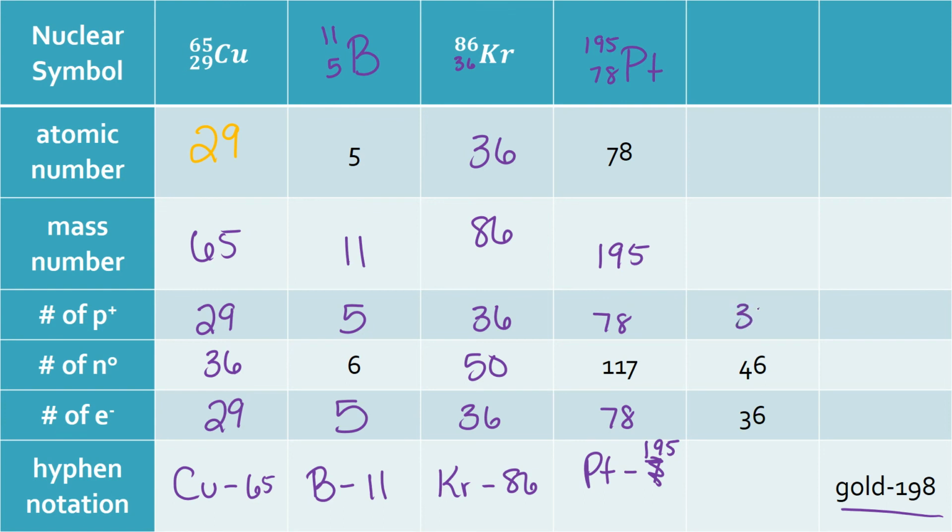So that means there's 36 protons. Atomic number is 36. Adding protons and neutrons, you should have got 82. So you have 82, 36, and we have krypton again, Kr-82. So these are isotopes of each other. They're the same flavor, they're the same element, different mass numbers.